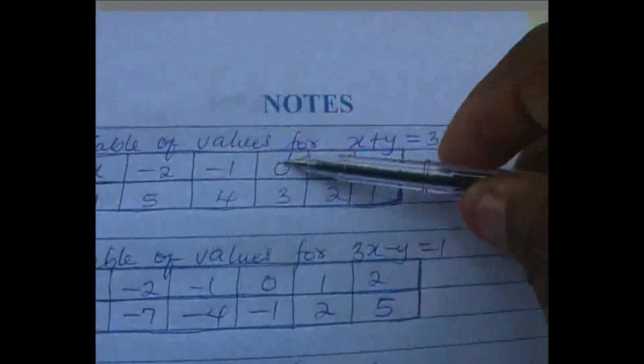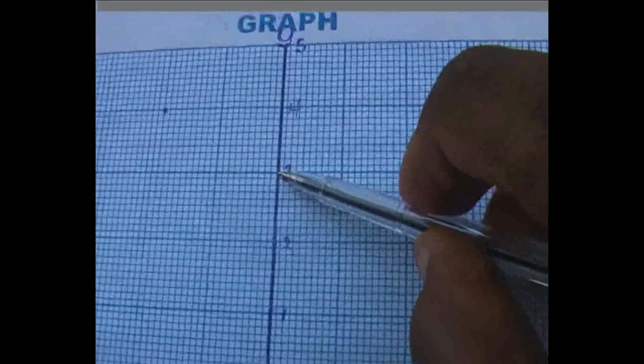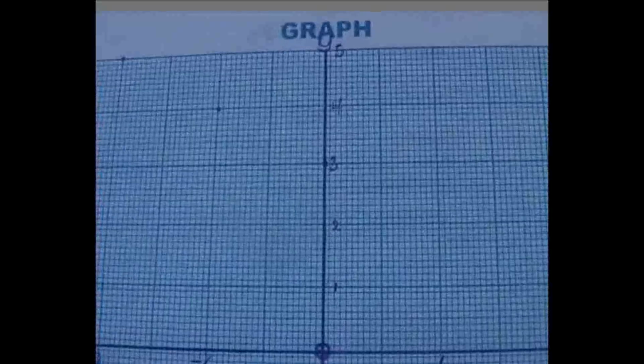Okay, the next value is 0. x is 0 at this place and y is 3, and this is where y is 3. So the next point is this place. So put your point here. You can see the third point we have put now.